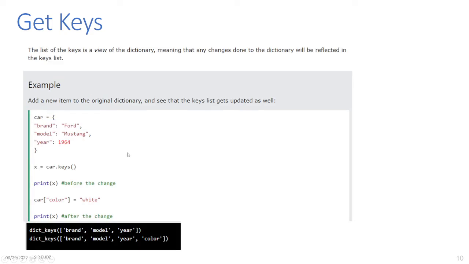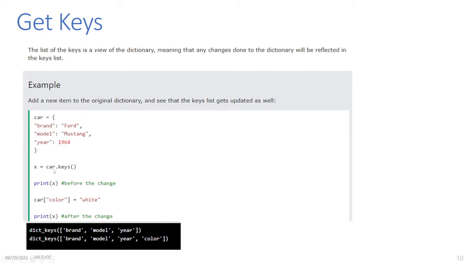The list of the keys is a view of the dictionary, meaning that any changes done to the dictionary will be reflected in the keys list. So that means that it is actually a reference. So let's say, for example, we add a new item to the original dictionary and see that the keys list gets updated as well. So we have car equals brand, Ford, model, Mustang, year 1964.